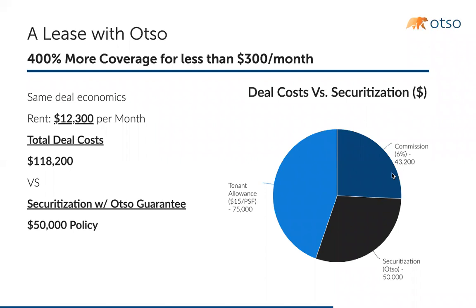And again, that guarantee is an exhibit to the lease. It's co-signed by tenant and landlord and us. It sits and it is good for the primary term. And the cost of that policy to work that in was only $300 a month. And so that's why Otso works so successfully.